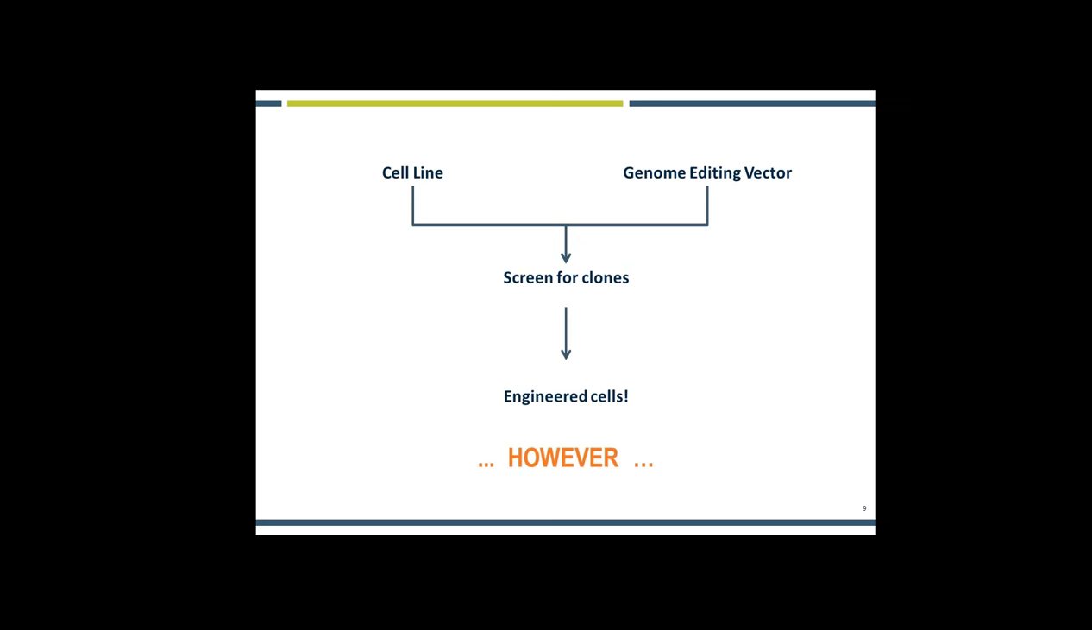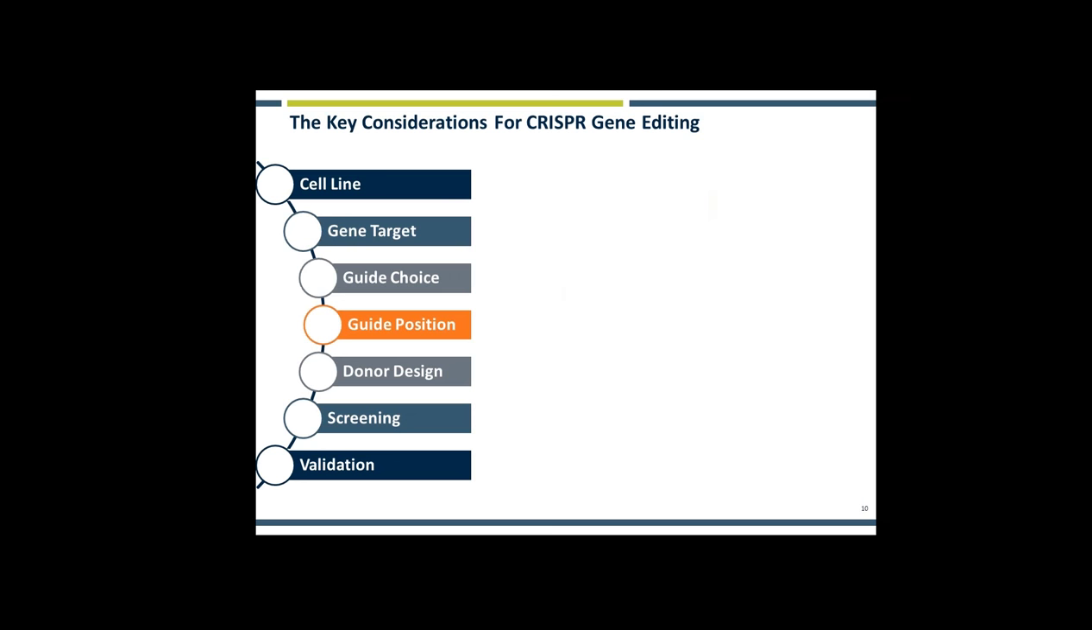And so we now have this relatively cheap, easy to use, and seemingly highly efficient genome editing system. And on the face of it, if we combine it with our cell line of interest, and a few days later screen for targeted clones, then after a couple of weeks, we should have engineered cell lines. And whilst this is the workflow, very simplistically put, there are a number of key considerations that one should bear in mind as we go through the process, to maximize your chances of success. And so I want to spend some time talking you through those now.